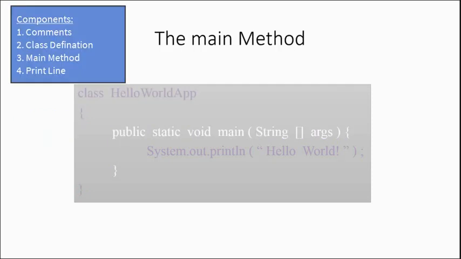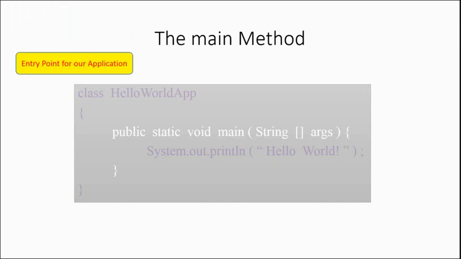The main method is the third component of the Hello World app. Similar to C and C++, the main method is the entry point of our application. Your application will start execution from the main method. The signature for the main method in Java is public static void main(String[] args). Public and static are two of many more keywords which we will discuss at greater length in later videos.